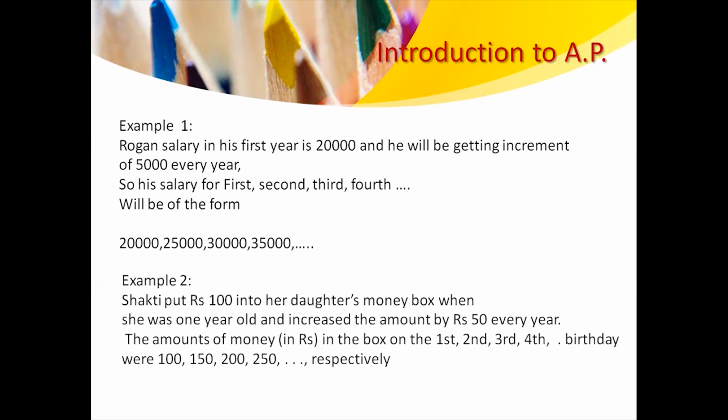So another example, Shakti puts rupees 100 in her daughter's money box when she was 1 year old and increased the amount by rupees 50 per year. Every year she is increasing the amount by 50. That means in the second year she is going to put 150. Third year 200, 250 and so on. So what we observe from here? There is a fixed number which gets added to a number in order to obtain the next number. And that fixed number is called the common difference.